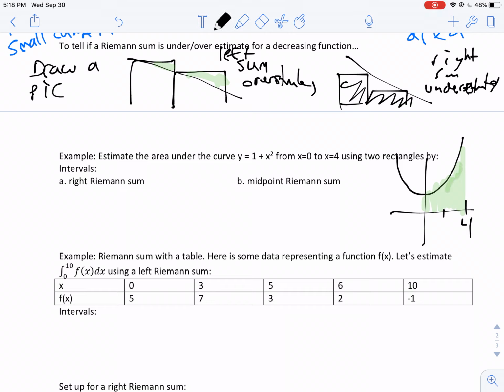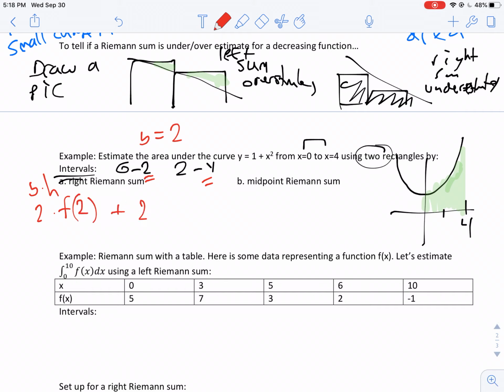Well, the first thing I would do, if you're using two rectangles, is write down the intervals. So if I'm going from 0 to 4, I'm going from 0 to 2, and then also from 2 to 4. If I ask for a right Riemann sum, you would use the height at the right endpoints, right? That'd be base times height, and both of these have a base of 2. So I'd use the base times the height at the right side of the left interval, and then 2 times the height at the right side here. So I'm using the right endpoints of each one.